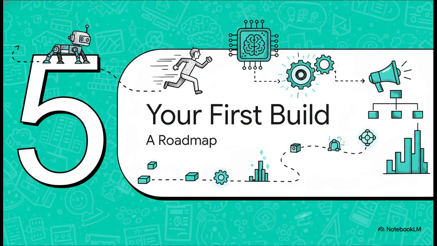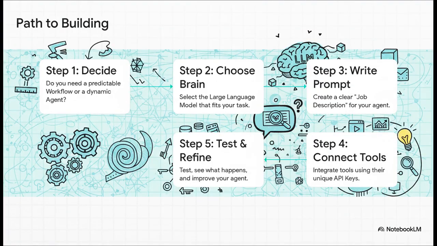Phew, we have covered a lot of ground, haven't we? We've gone from crawling to running. So let's put it all together now into a clear, simple roadmap you can follow for your very first build. So here it is, your path. Step 1, decide what you actually need. Is it a predictable workflow or a dynamic agent? Step 2, choose its brain. Which LLM model is right for the job?